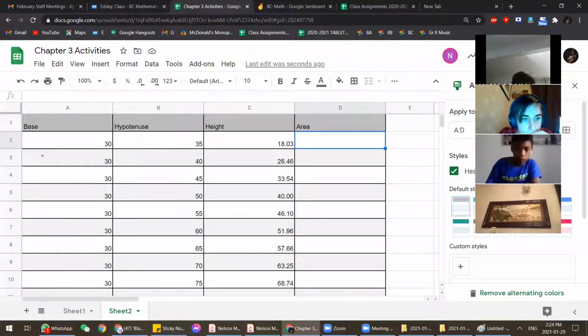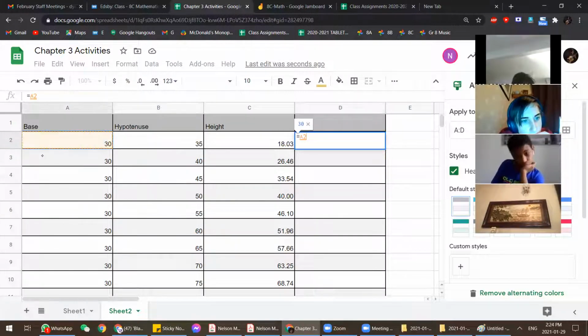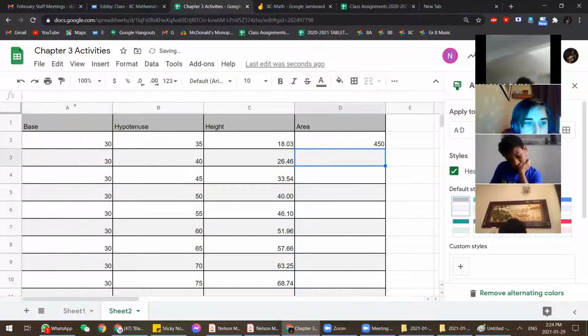Okay, so that's why we divide by 2. Now, area equals base. So I'm just gonna click left, divided by. No, sorry. Times. So that's shift 8, asterisk, right? And I'm gonna press left. Okay, base times height divided by 2. There, 450.